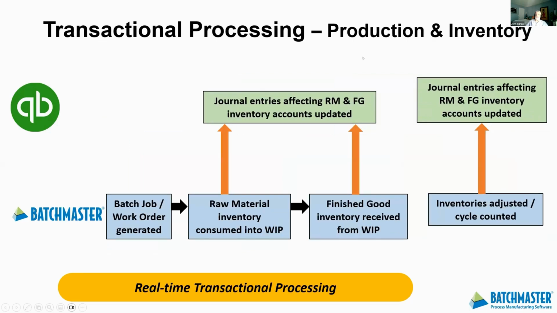In terms of production and inventory, we're taking the sales orders, or you can just go ahead and create batch jobs. So your client, again, will use BatchMaster to generate the production jobs. And when we consume raw material, we're updating the GL. When we produce finished goods, we're updating the GL. And if we're ever working with inventory adjustments and cycle counting, we'll be updating the journal entries as well.